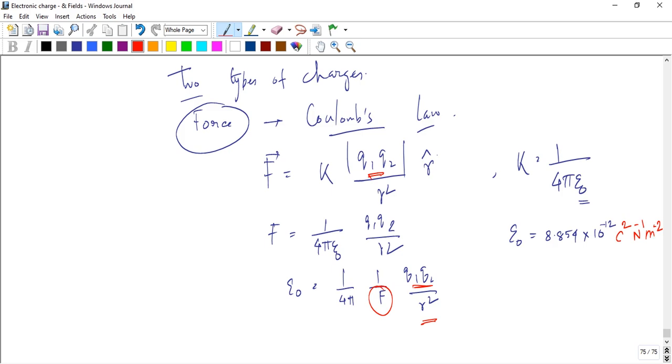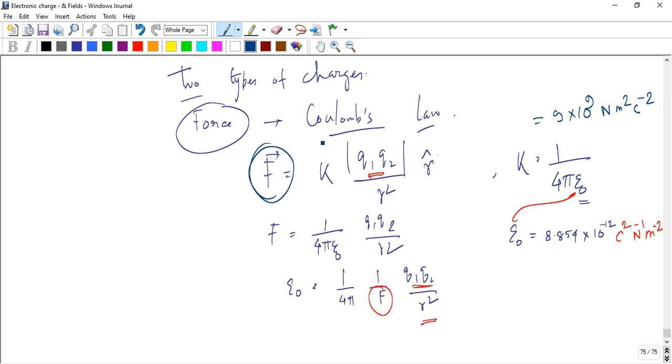Okay. And if you put in the value of K, that is equal to 9 into 10 to the power 9, with the unit newton meter square per coulomb square. That's the approximate value of K, the Coulomb constant or electrostatic force constant. Okay. So these are forces, and these are electrostatic forces.